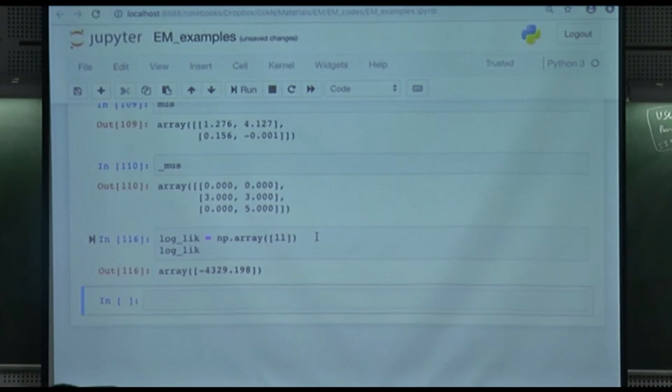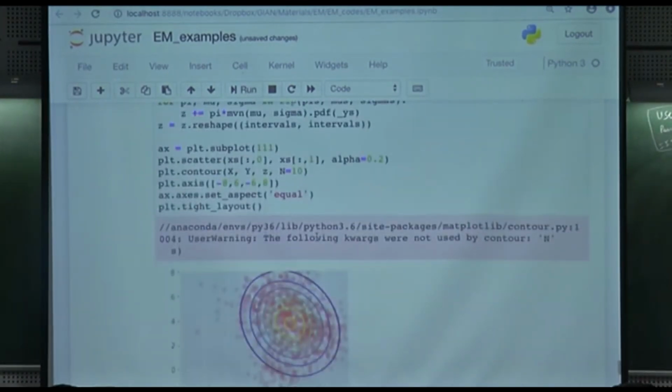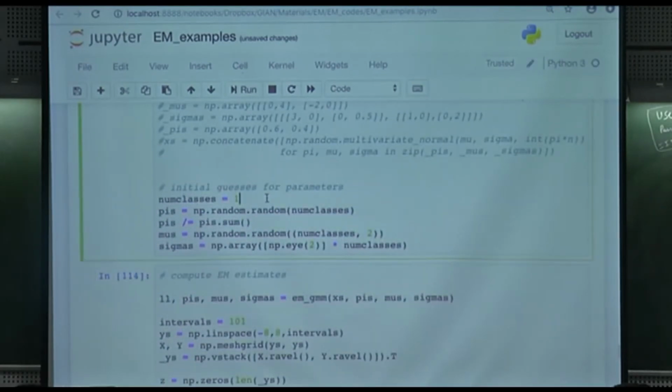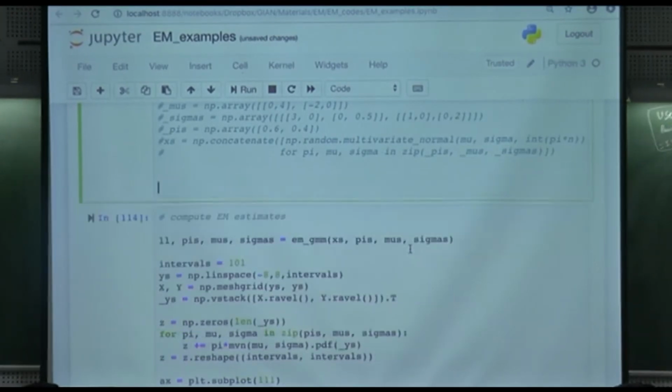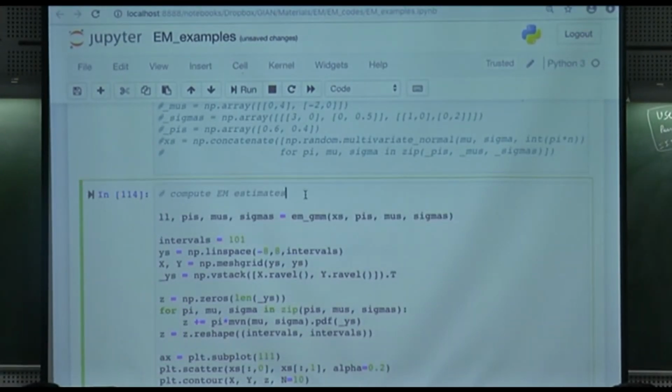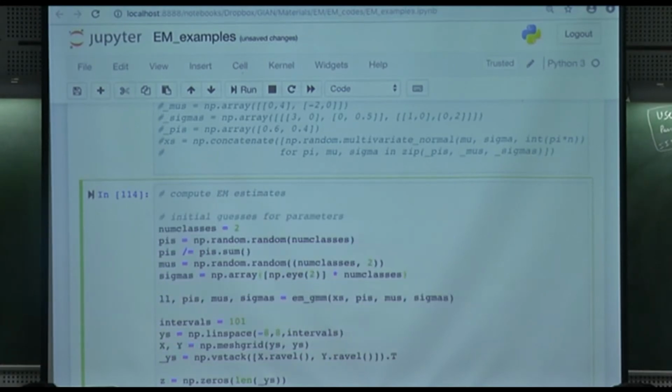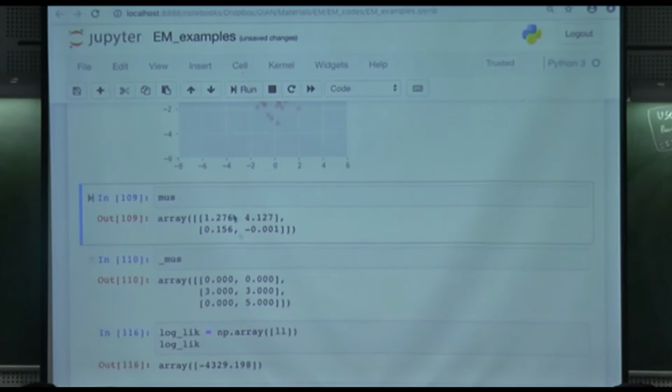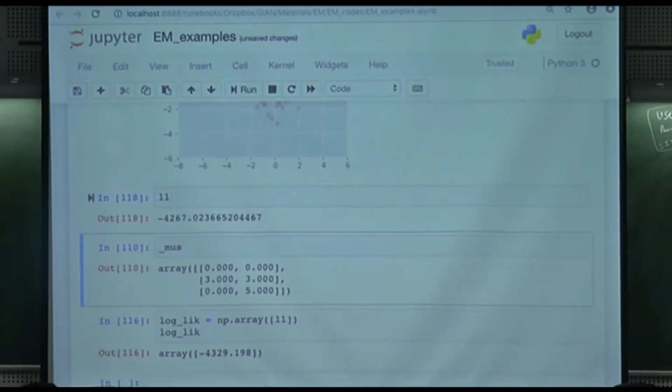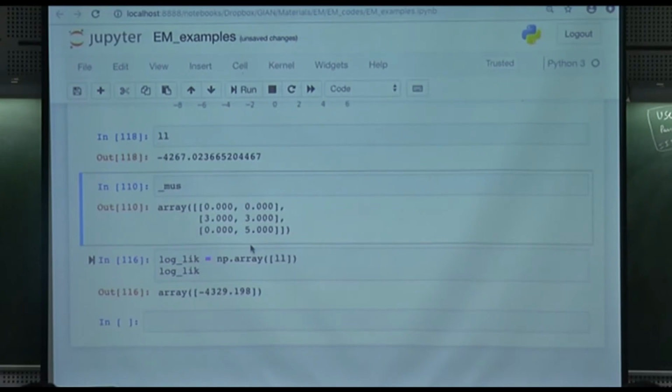So that's the log likelihood that I got for one class: minus 4329. Now let's go and make it two classes. Actually, maybe what I should do is take this and put it into the next one, otherwise this is going to have to keep running. And then let me look at what the log likelihood now is. So what happened to the log likelihood as I went from one class to two classes? One class is down there, and the two class was minus 4267.